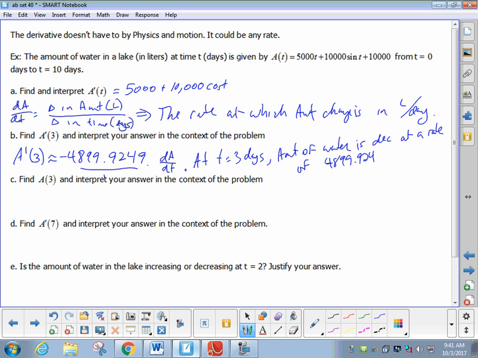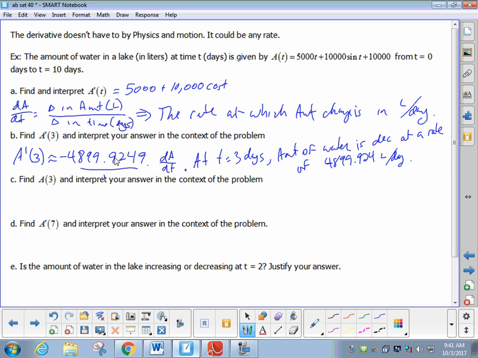4,899.924 in the units, liters per day. Could you say increasing and then have it be negative? You should not, because, increasing at? No. No, don't do that.